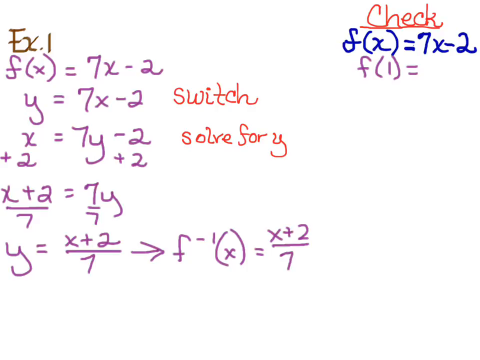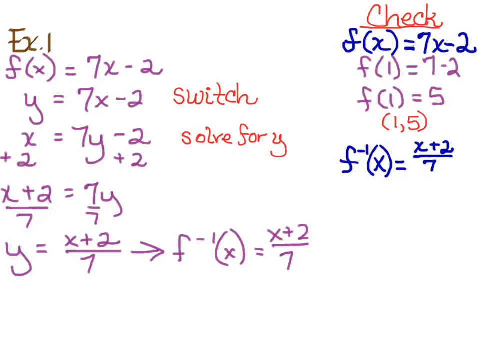And I'm going to evaluate this function when x is equal to 1. So 7 times 1 minus 2 is 7 minus 2, and that's 5. So the ordered pair is (1, 5). Next, I'm going to take my inverse function and I am going to plug in the 5. And what I should get out is the 1 if they're truly inverses.